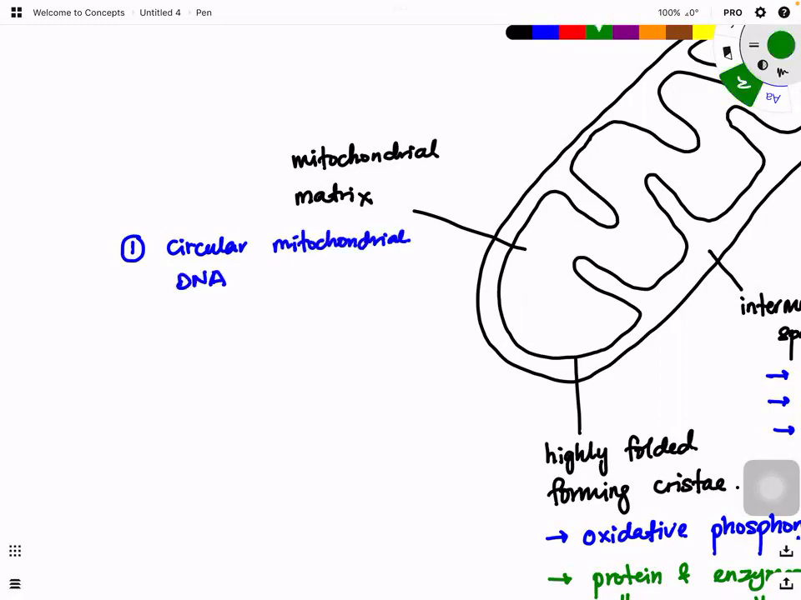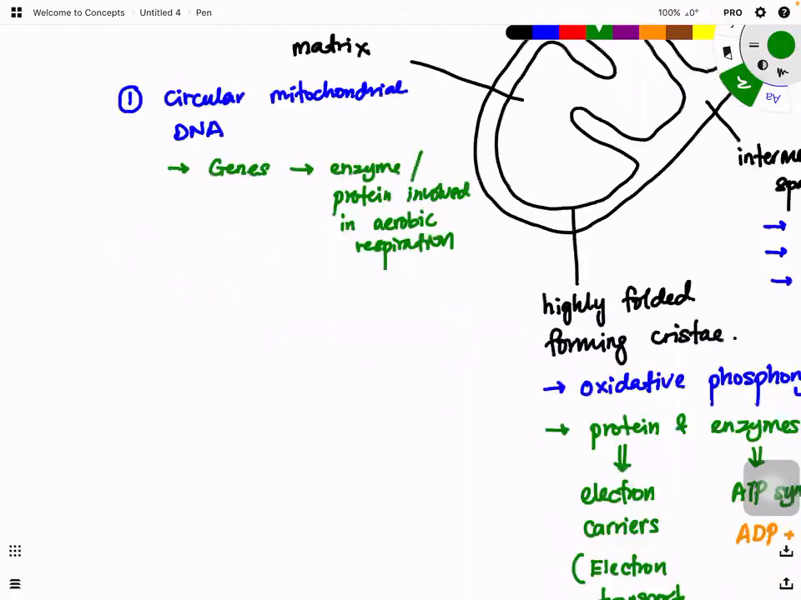The circular mitochondrial DNA actually contains the gene. This gene codes for enzymes or proteins involved in aerobic respiration. Are you clear? So they contain the gene, and this gene will undergo what we call transcription. We transcribe the gene so that we get the mRNA.